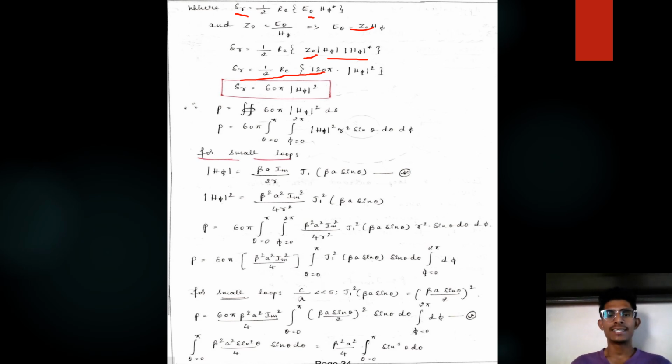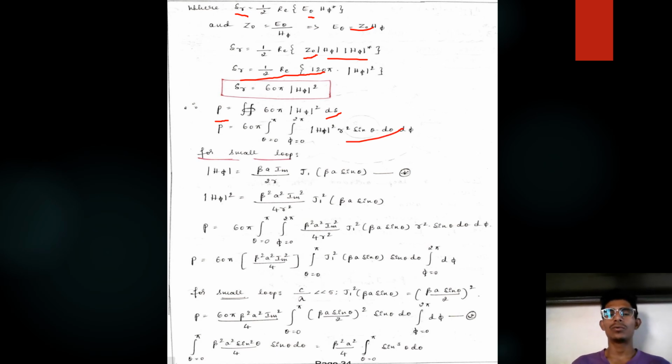Substituting that S R value in the power theorem, the power equation becomes P is equal to double integration of 60 pi H phi dS R. Here, as we came across in the previous page, I have written the dS general equation. This is the equation we wrote, and P is equal to 60 pi.